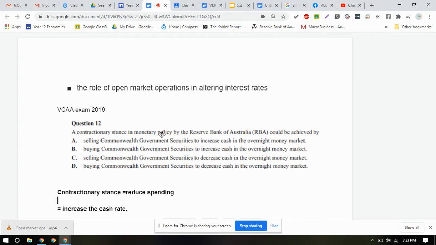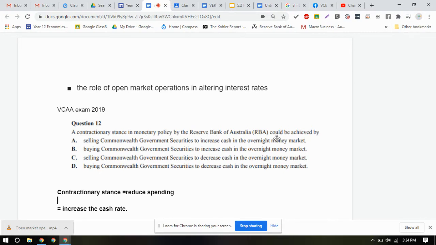And I actually want you to break down this question before you even look at A, B, C, D answers. One of the strategies we can use for answering a multiple choice question is we just visualize and try and work out the answer before we pick the correct response. So a contractionary stance in monetary policy, straight away you should be thinking that if it's contractionary, the cash rate must be increased. Okay, so a contractionary stance, cash rate increased by the RBA could be achieved by.